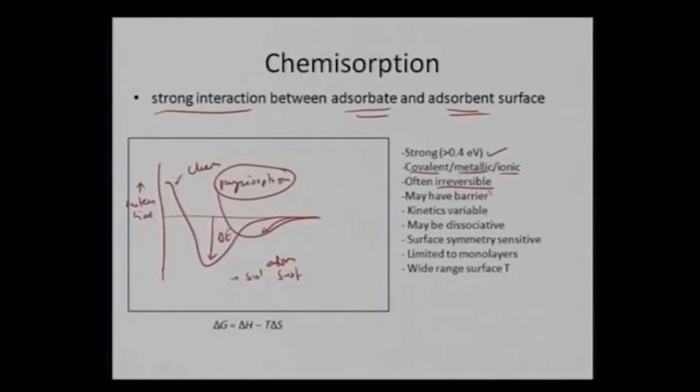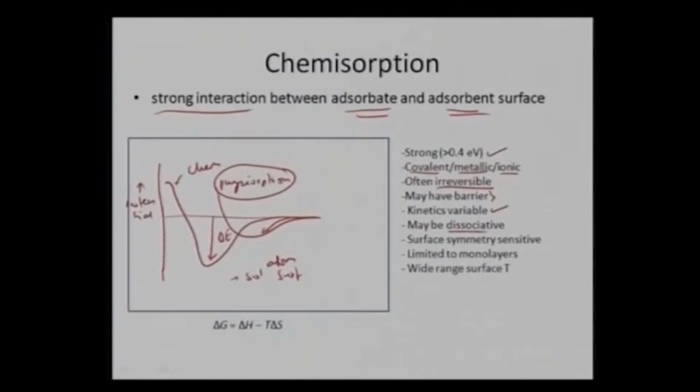Again, depending on that, it might have a barrier as well. So in case of a barrier, it has to jump from physisorption to chemisorption. So we will see how this particular barrier can affect it. Again, it can also have variability in terms of kinetics, depending on what the overall barrier is. It can dictate the overall kinetics of the particular process.